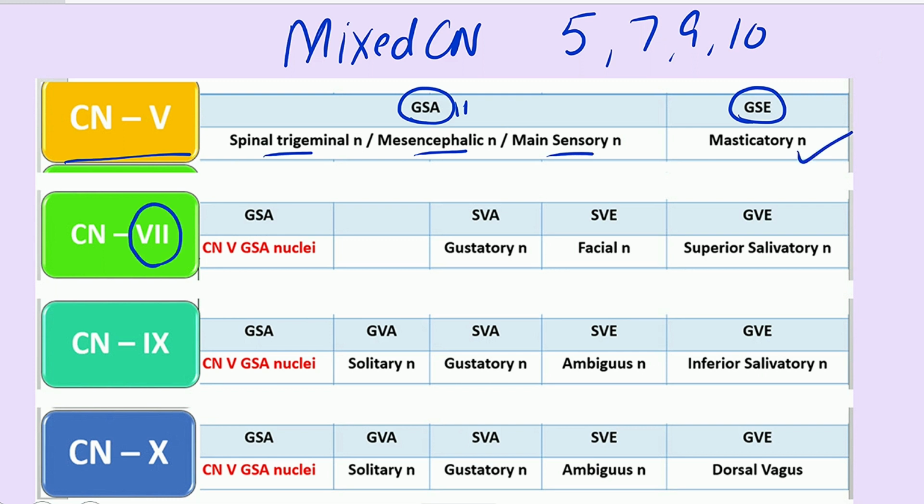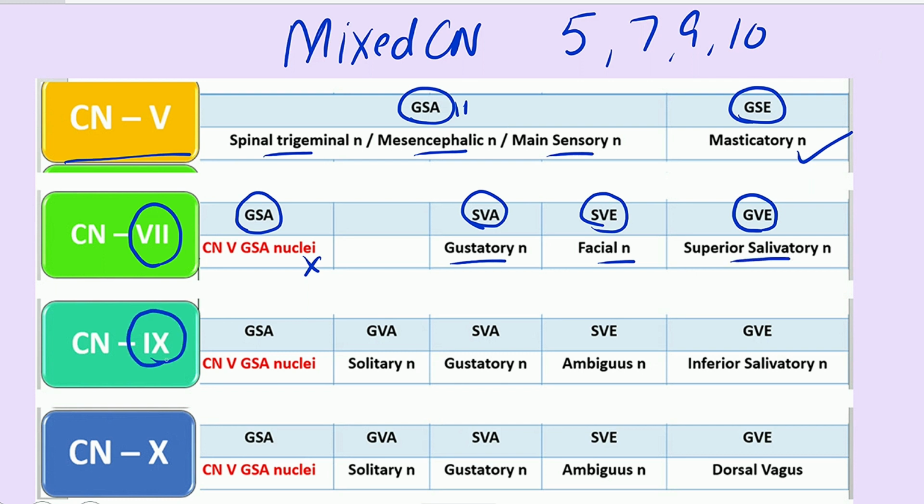Then is the seventh cranial nerve, which has four components, four functions. For general somatic afferent component, it has the nucleus of the trigeminal nerve. For special visceral afferent component, the nucleus is the gustatory nucleus. For special visceral efferent component, the nucleus is the facial nucleus. And for its general visceral efferent, autonomic nervous system, the nucleus is the superior salivatory nucleus.